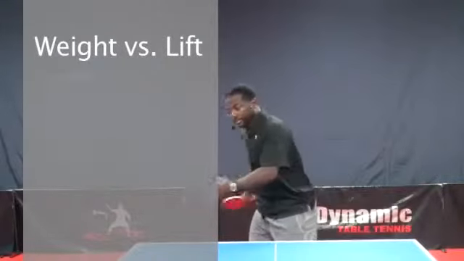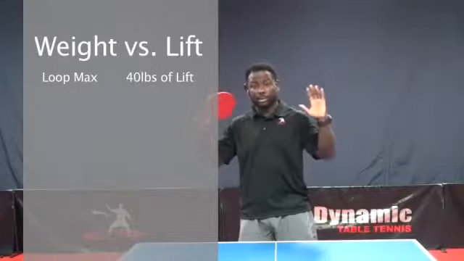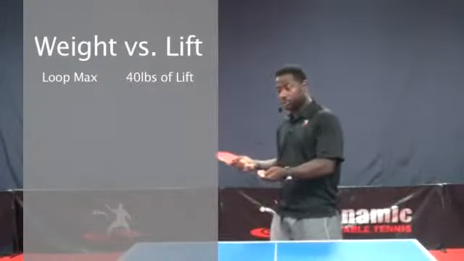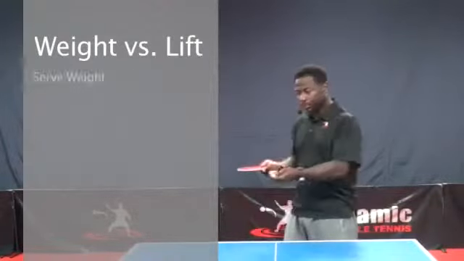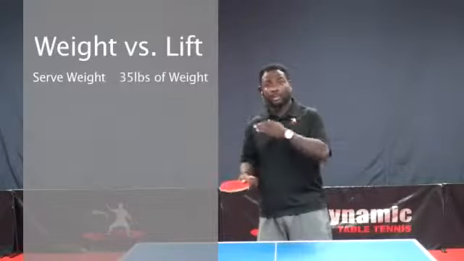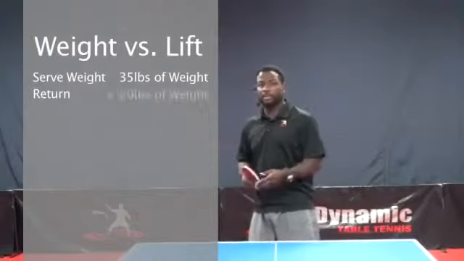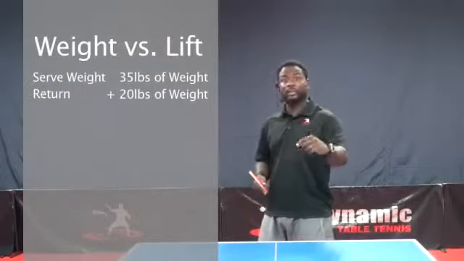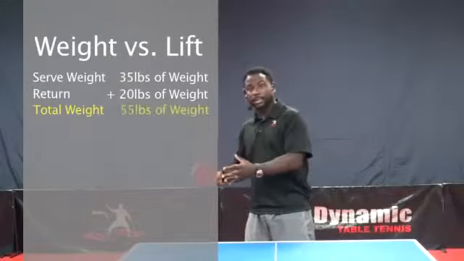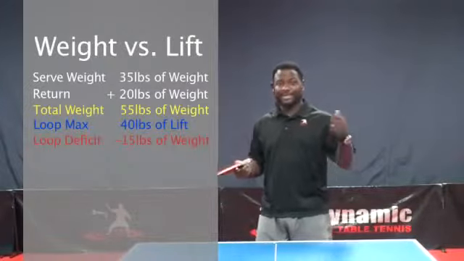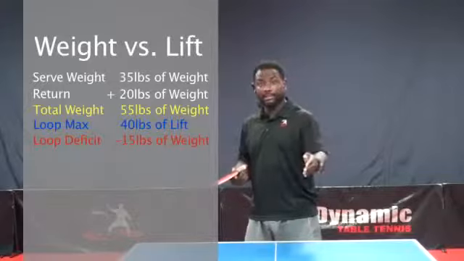Let's say your loop maxes out at 40 pounds of lift. That means your loop can lift 40 pounds. That means your serve can't be near 40 pounds of weight. Let's say, for example, your serve is 35 pounds of weight, and your opponent pushes the ball and adds approximately 20 pounds of weight to it by counteracting your spin and adding more. Now your loop that deals with 40 pounds of lift has a deficit of 15 pounds. So most of those pushes are going to go in the net.